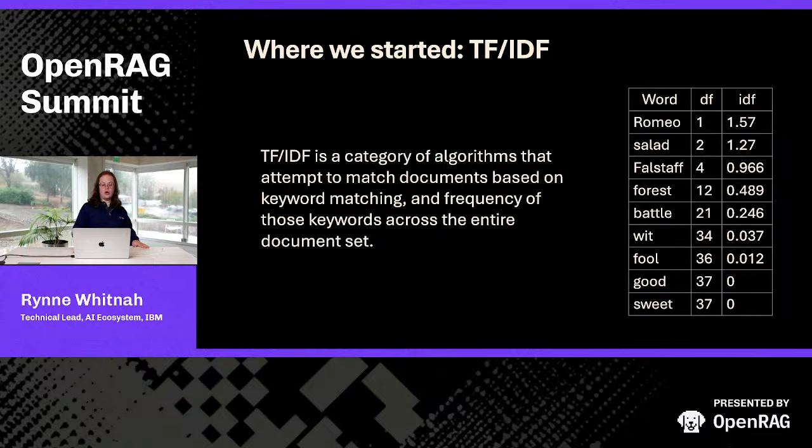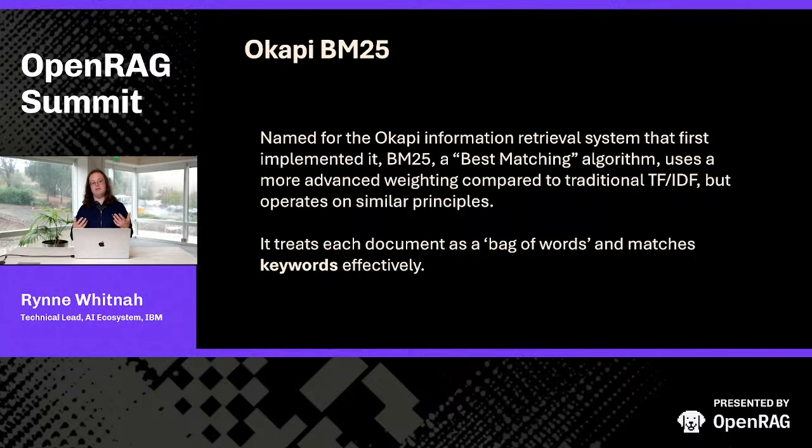OpenSearch in particular uses a variant of TF-IDF called BM25. It's named after the Okapi Information Retrieval System from London. It's a best matching algorithm that does the same sort of thing, but it's just a different weighting system. It treats each document as a bag of words. So we're not preserving the context within those. We're not preserving the sentence structure. We just know, hey, this is all of the words that are present in this document, and we're going to match the keywords on those things effectively.